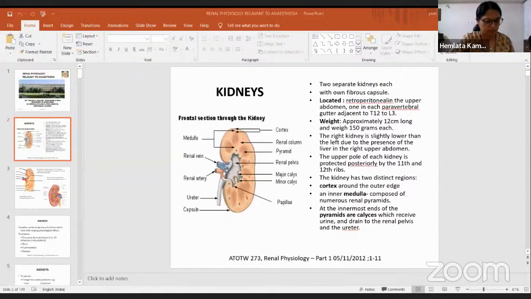While the thin descending limb of the loop of Henle reabsorbs water, the thin ascending limb reabsorbs sodium and chloride. The thick ascending limb reabsorbs ammonium and sodium chloride, while the collecting tubules reabsorb sodium, chloride, and water, and secrete ammonium, hydrogen, and potassium. The distal convoluted tubules reabsorb sodium and chloride.